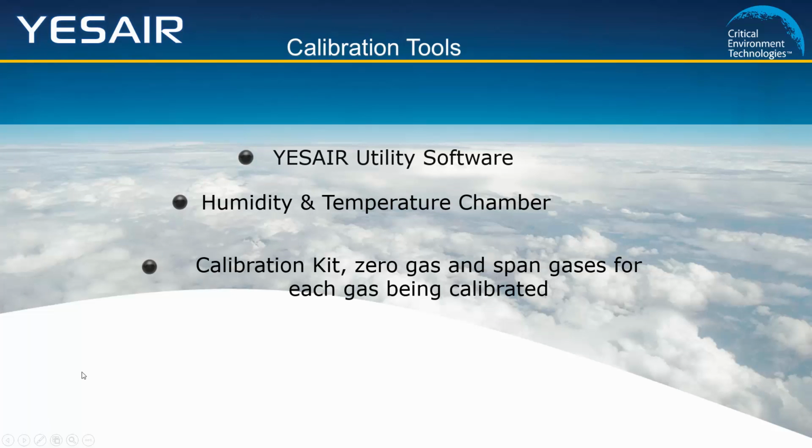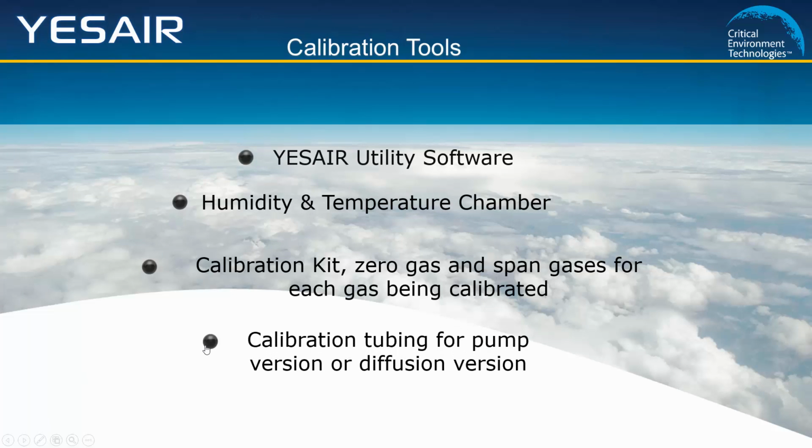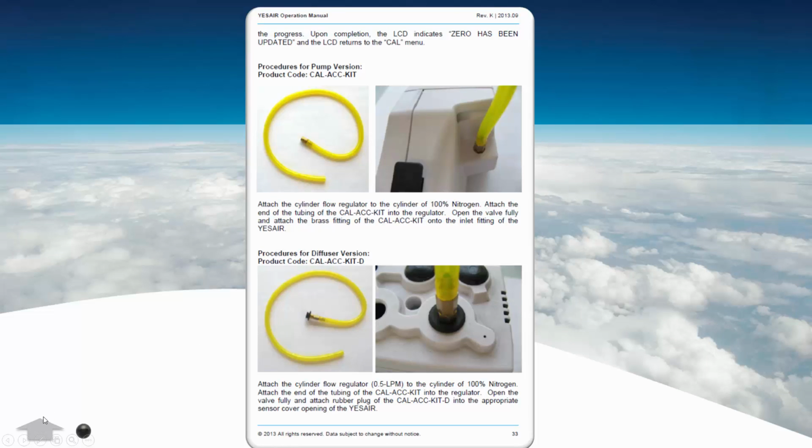And you will also need the correct calibration tubing for the model of YESAIR you are calibrating. The tubing is slightly different for the diffusion model and the pump model. Please refer to page 33 of the manual for more information.